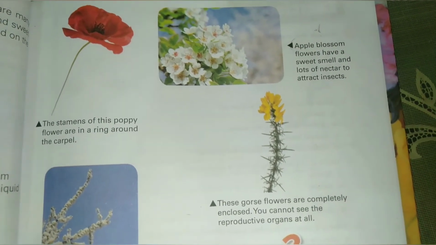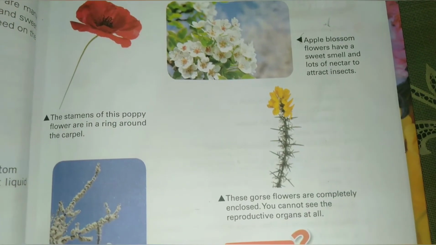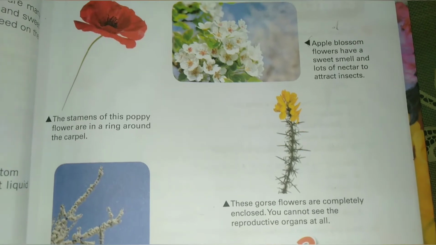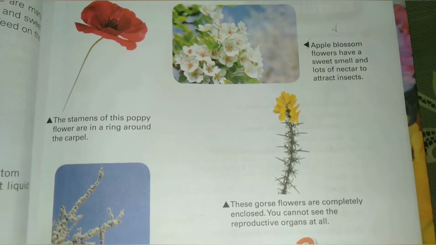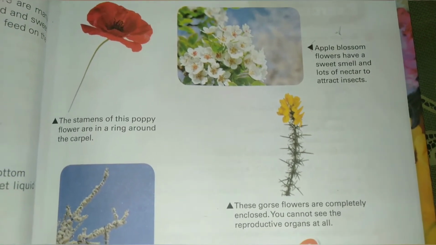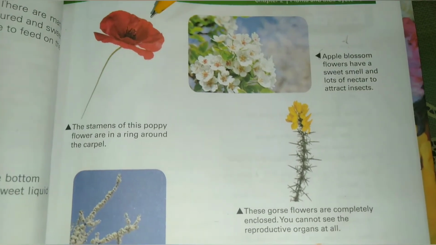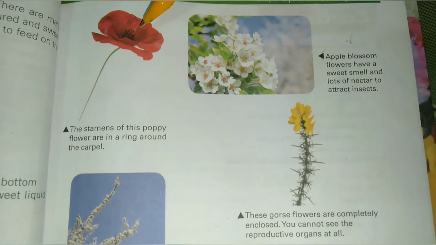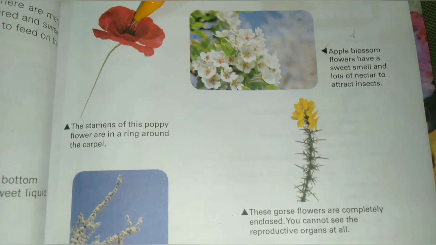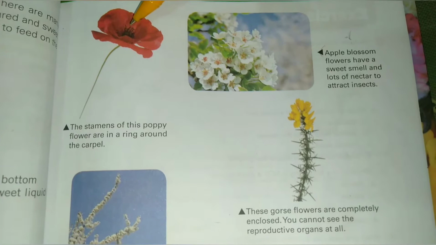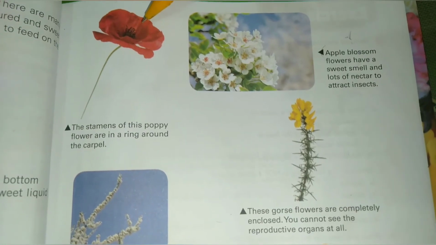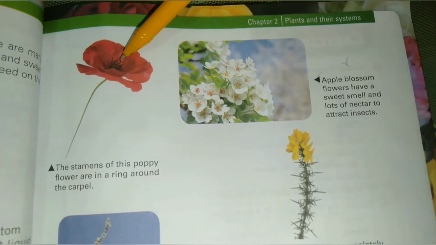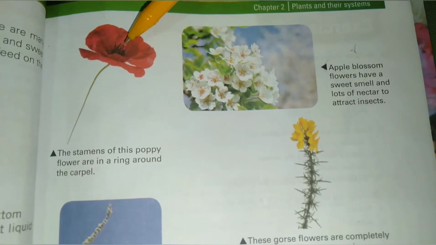And the insect pollinated and wind pollinated flowers have structural adaptations that facilitate the transfer of pollen grains between two plants. These are different types of flowers. This is the flower of the poppy plant, and we can see that in this flower the stamens are arranged in a ring around the carpel, so that the pollen grains from the anthers can easily be transferred to the stigma of the carpel.